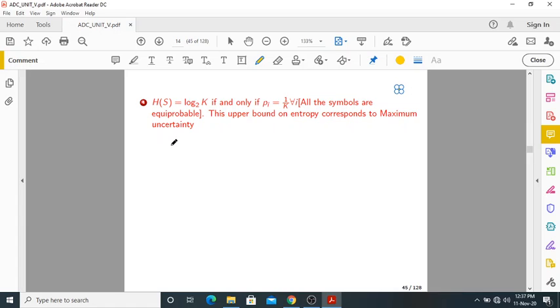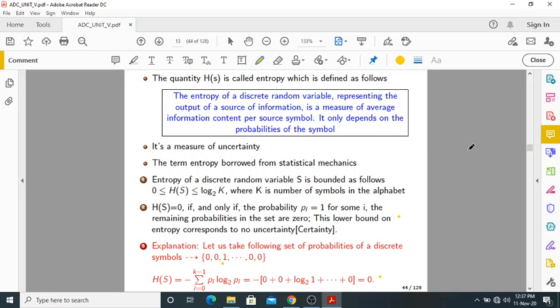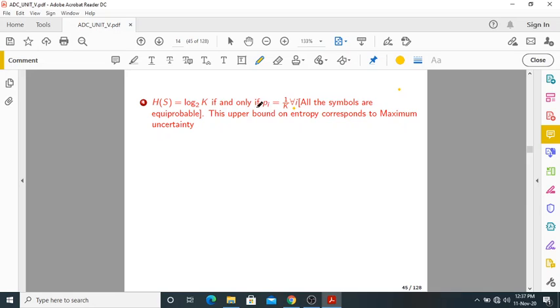Now, when the entropy is maximum, what is the maximum value? Log k base 2. When does it occur? When the probability pi equals 1 by k for all i, which means when all the symbols are equiprobable. In the source capital S, how many symbols do we have? K symbols. If all the symbols occur with the same probability, the probability of occurrence of each and every symbol will be 1 by k. I hope you know this at least. So p0, p1, p2, and so on up to p(k minus 1) equal 1 by capital K.